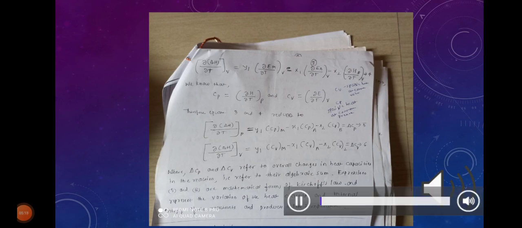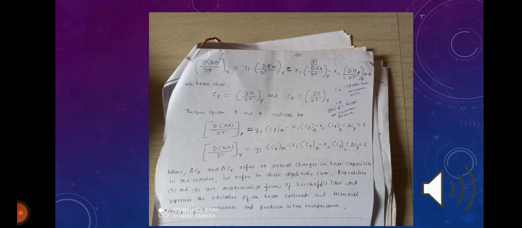Now if we differentiate equation 2 with respect to temperature at constant volume, we get dou of delta E divided by dou T at constant volume V is equal to Y1 into dou of EM divided by dou T at constant volume V minus X1 into dou of EA divided by dou T at constant volume V minus X2 into dou of EB divided by dou T at constant volume. Consider it as equation 4.